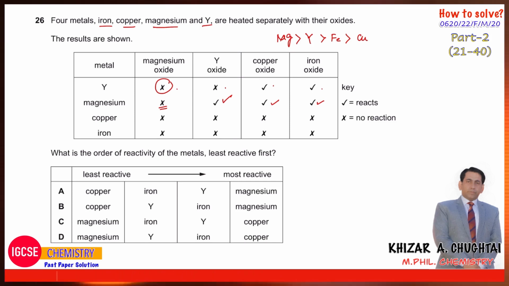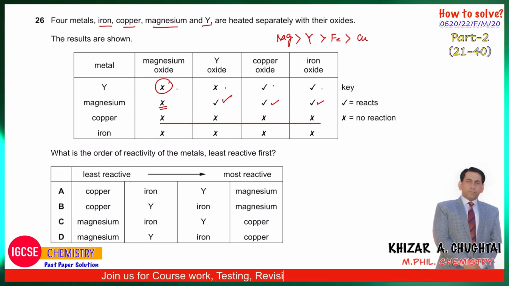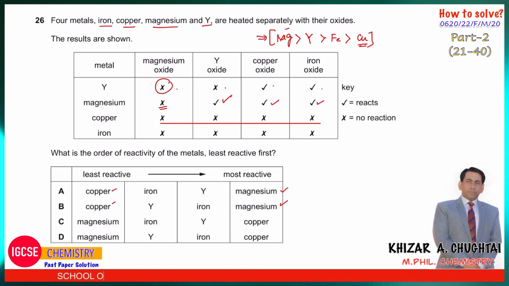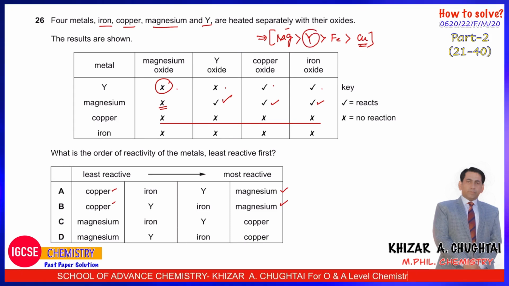Copper is not going to displace any of the metals from their oxides, correct? Same is the case with iron. So this is the resultant reactivity series. The most active is magnesium, and the least active is copper. So A or B could be the correct option. After magnesium, there is Y, then iron, then copper. So A is the correct option.